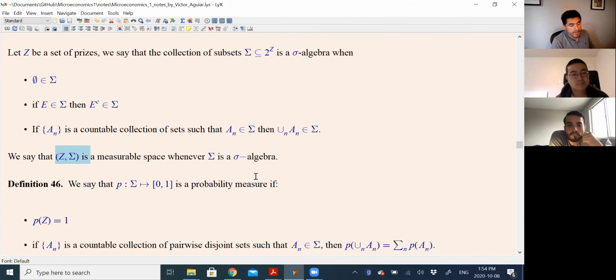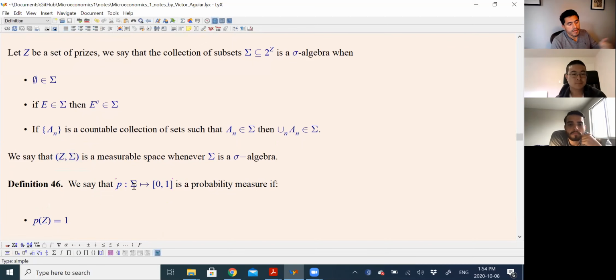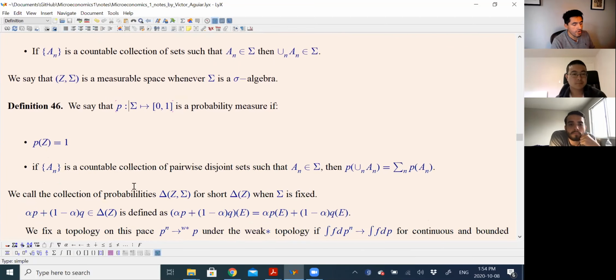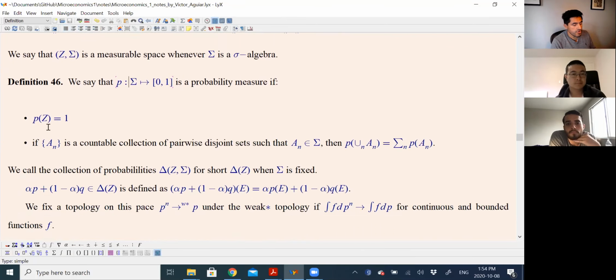Basically I can create probabilities that now map from the sigma algebra to [0, 1]. And I know that this is a probability measure if the probability of the whole set is equal to 1, and if the probability of the union is equal to the countable sum over the individual probabilities. This is one way to define it.